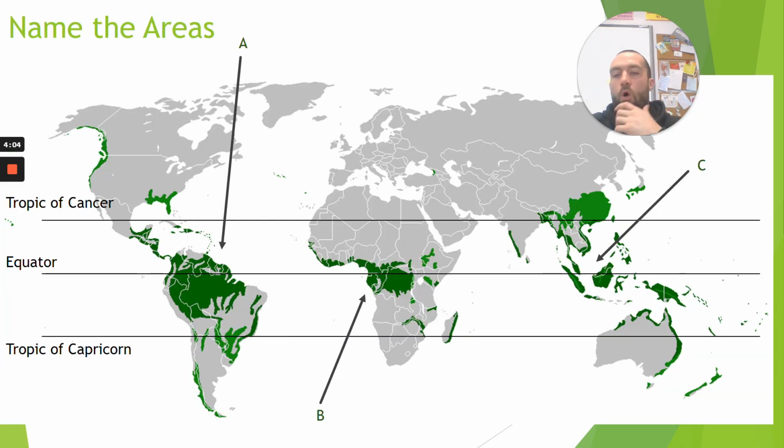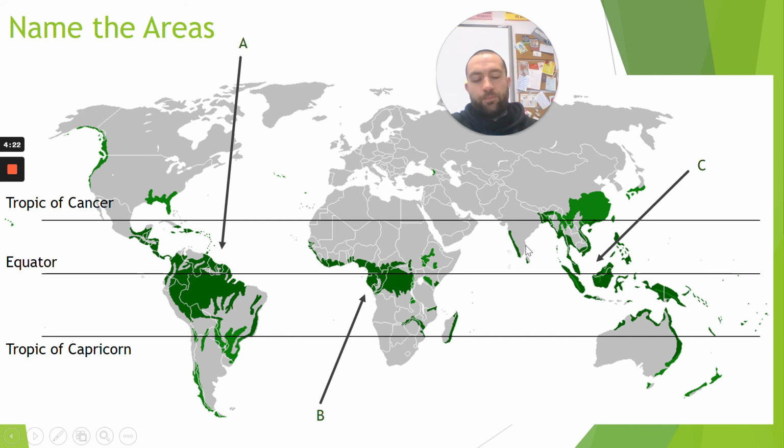So now you've done that, hopefully you've marked them on accurately enough, and we can now look at naming them. So Area A is located in South America, Area B is located in West Africa, and Area C is located in Indonesia. Now, Area A is called the Amazon rainforest, probably the most well-known rainforest. Area B is the Congo, located in West Africa, and Area C is the Indonesian rainforest, which is located in Indonesia, funny enough.